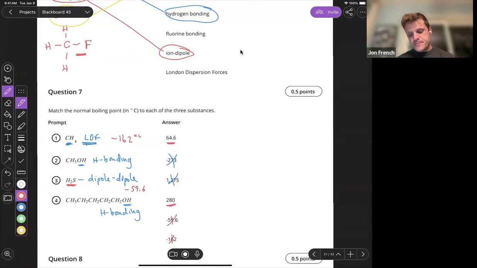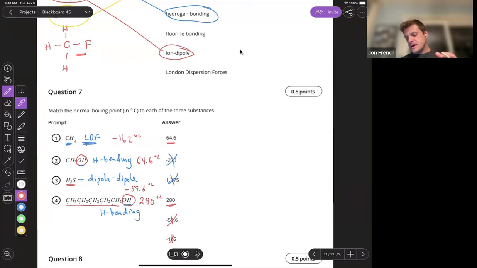So methanol, I've got hydrogen bonding. Here I've got 1, 2, 3, 4, 5. Pentanol, we also have hydrogen bonding, but because pentanol has a longer chain, it's going to have more London dispersion forces and a higher molecular weight. Both of those things raise the boiling point. So methanol would be next at 64.6, and then the pentanol would be the highest at 280 degrees Celsius.